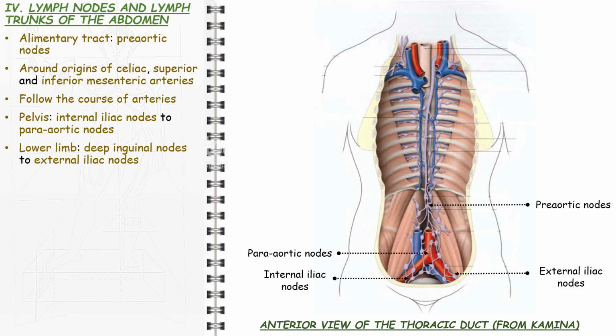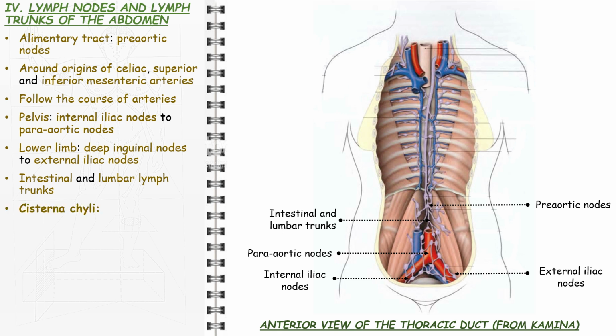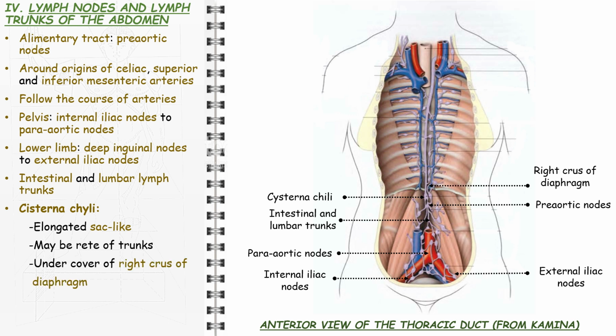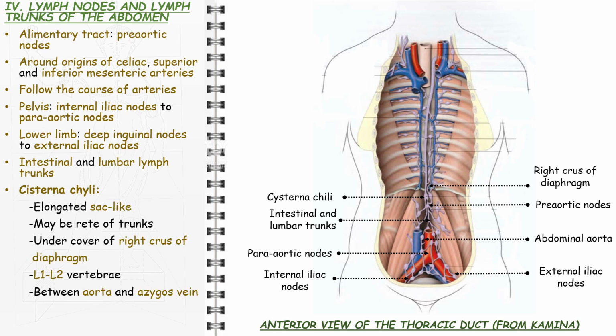From the highest of these aortic groups, a variable number of intestinal and lumbar lymph trunks and smaller lymphatics from the posterior ends of the lower intercostal spaces join to form the elongated, sac-like cisterna chyli, though frequently the single cisterna is replaced by a confluence or rete of trunks. It is situated under cover of the right crus, in front of the bodies of L1 and L2 vertebrae, between the aorta and azygos vein. Its upper end becomes continuous with the thoracic duct.